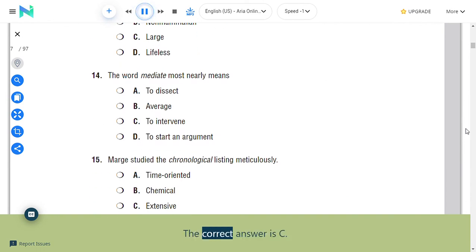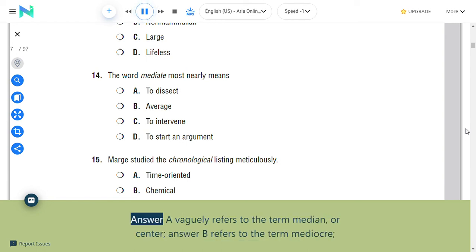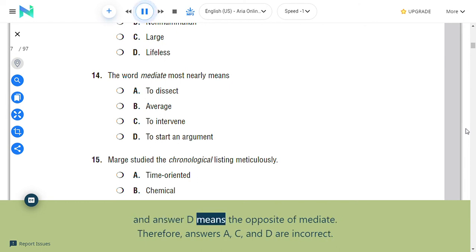14. The correct answer is C. To mediate means to intervene in a dispute or disagreement. Answer A vaguely refers to the term median, or center. Answer B refers to the term mediocre, and answer D means the opposite of mediate. Therefore, answers A, C, and D are incorrect.